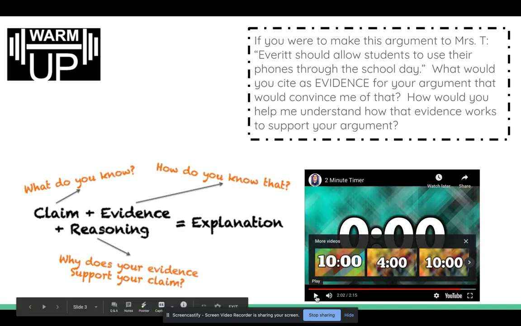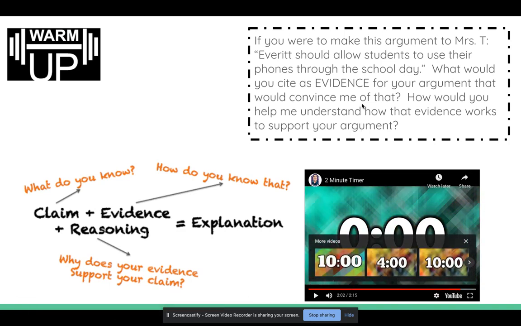All right, time's up. Thanks for thinking that through with me. Perhaps if you were to make the claim that Everett should allow all students to use their phones, an argument you could make is that there are tools that will help them in all of their academic classes. For example, a calculator might be able to help students in math make quick calculations. And the way that I would connect that evidence to my argument is that our phones are a tool that all of us use all of the time, and it makes very little sense that perhaps we are allowed to use these tools in the real world, but not allowed to use them at school.